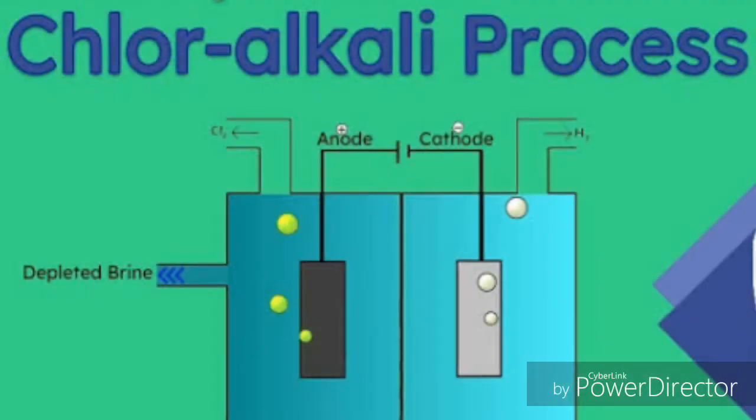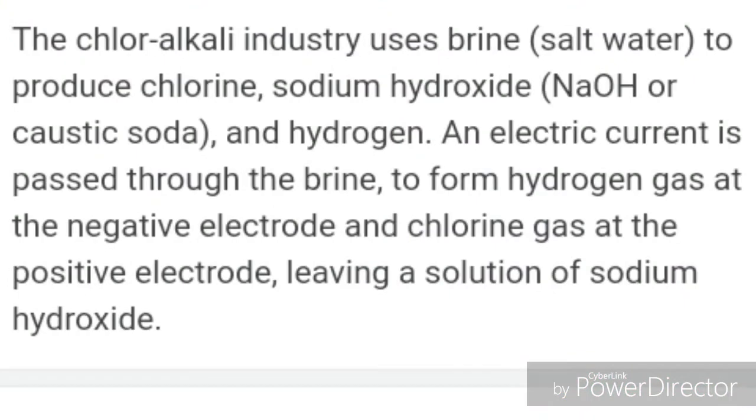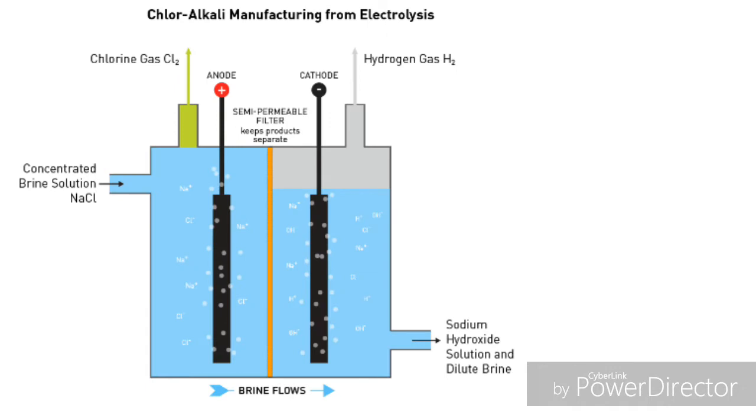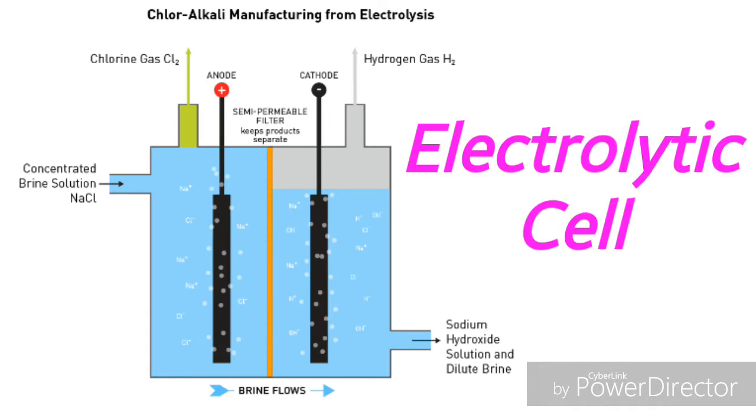Now let us see what is the chlor-alkali process. The chlor-alkali industrial process uses brine, salt water, to produce chlorine, sodium hydroxide and hydrogen. An electric current is passed through the brine to form hydrogen gas at the negative electrode, cathode, and chlorine gas at the positive electrode, anode. In the chlor-alkali process, sodium hydroxide solution is also collected at the cathode.